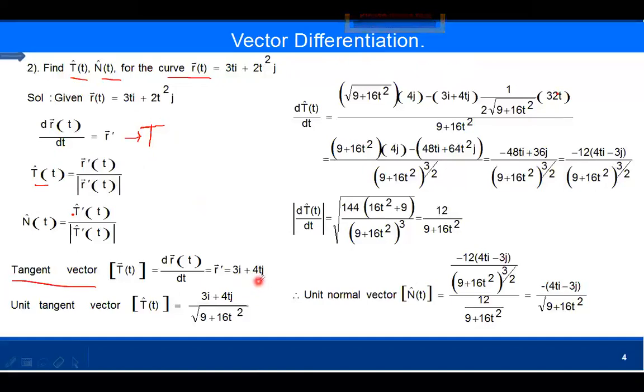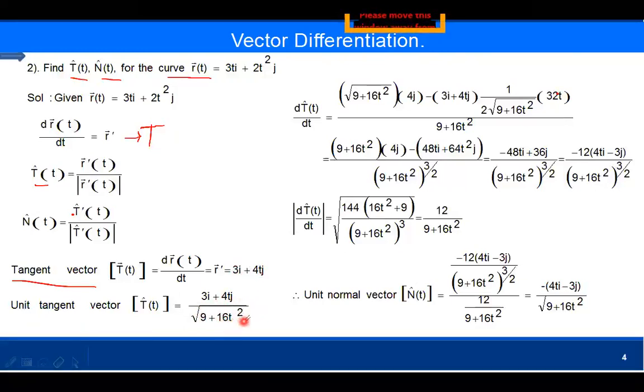So now find the unit tangent vector. The unit tangent vector is this vector upon the magnitude of this vector, that is 3i plus 4tj upon root of 3 square plus 4t whole square, that is 16t square. So that is the unit tangent vector.